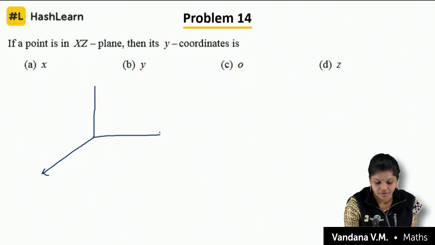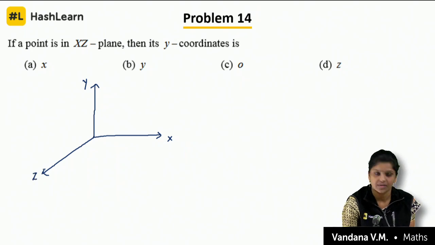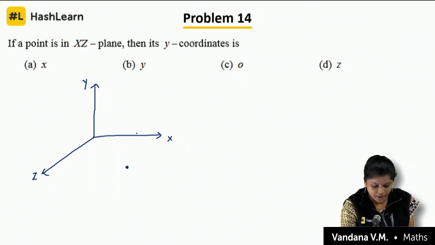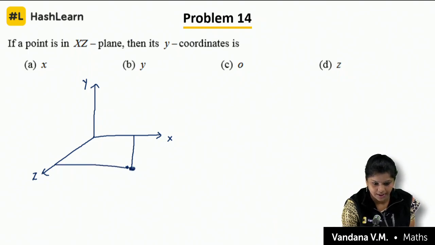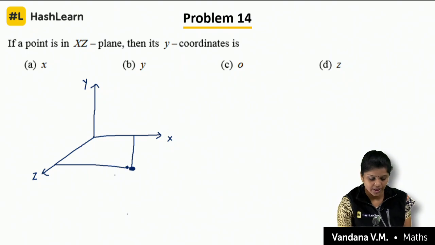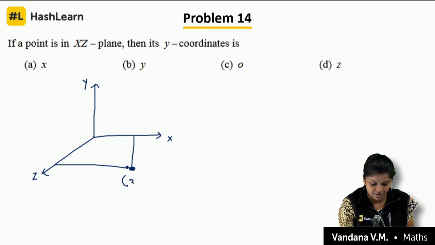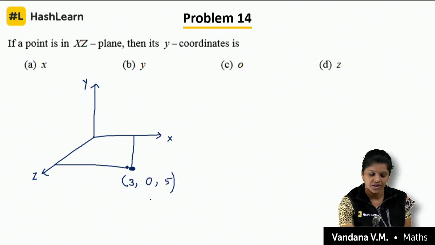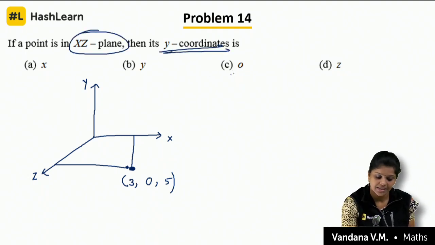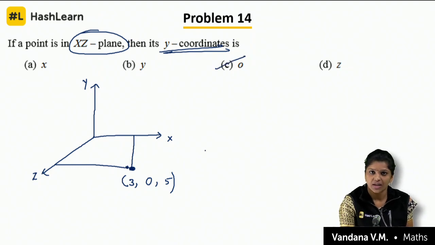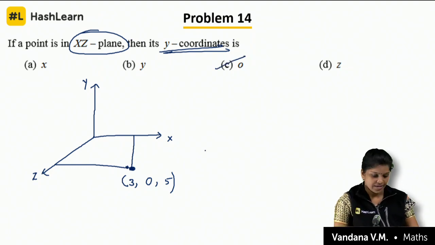If a point is in xz plane, then y coordinate is, see, same thing. Take a point, this is x, this is y and this is z. I am going to take the point over here, this point. At that time, what is the y coordinate? From origin to this point is 3, here to here some 5, then the y coordinate becomes 0. So, in xz plane, the y coordinate is 0. Isn't it? Clearly I can make out. Next.